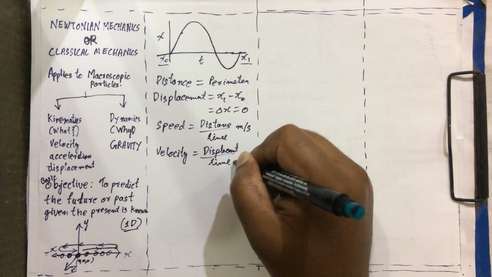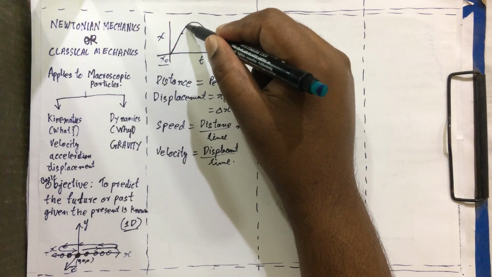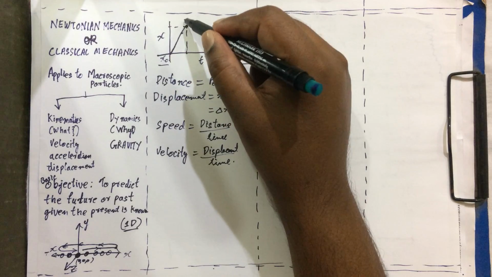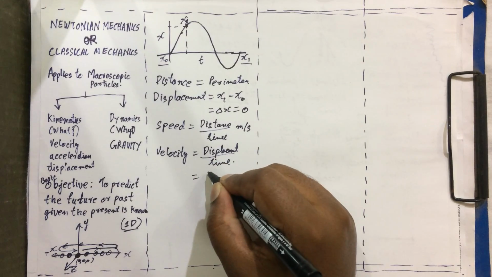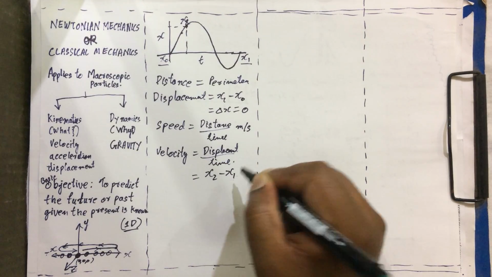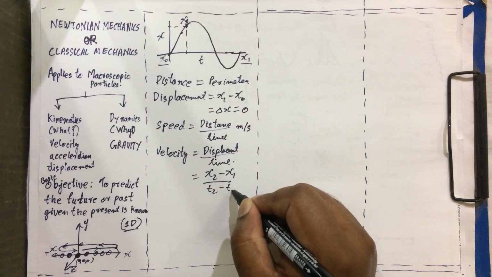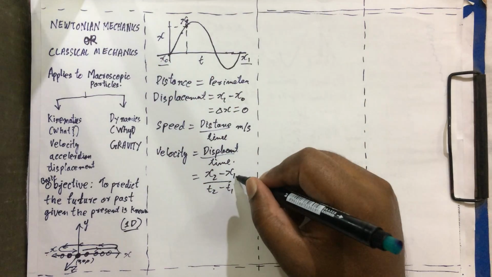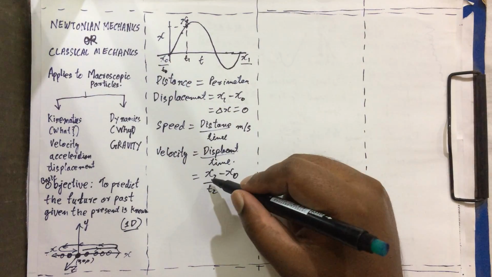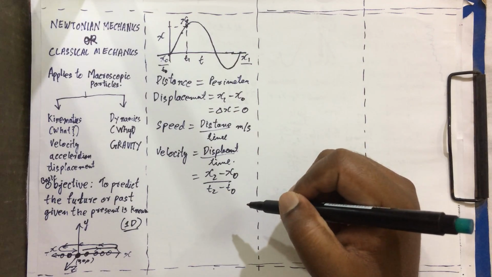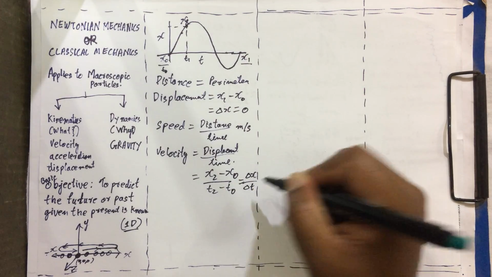divided by time. So if a particle starts from here, goes all the way up to this point, and let us say this point is x1 or x2, we want to find out what is the velocity here. So we will say x2 minus x0, that is the displacement between origin and this point, divided by t2 minus t0. So time at this point is t0 and at this point is t2. So x2 minus x0 over t2 minus t0, which can also be written as delta x by delta t.